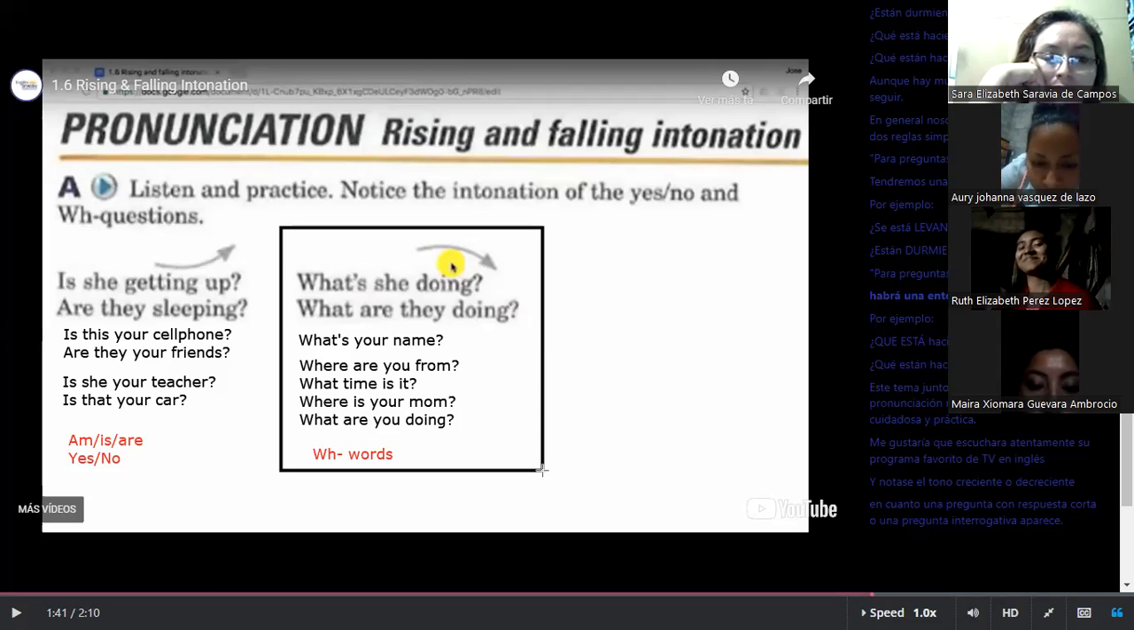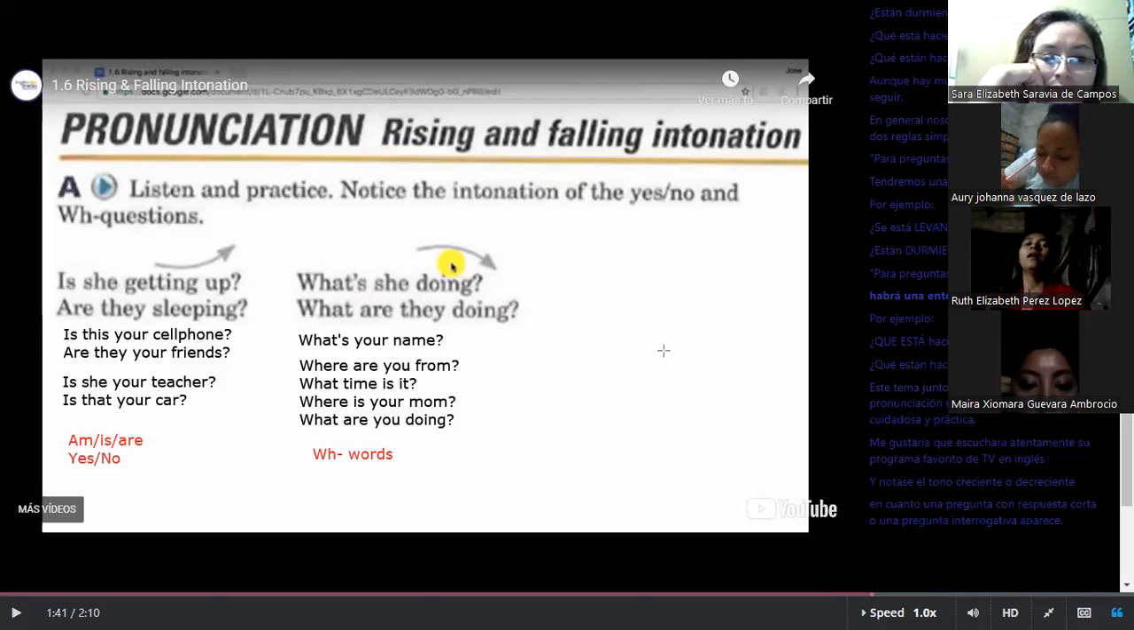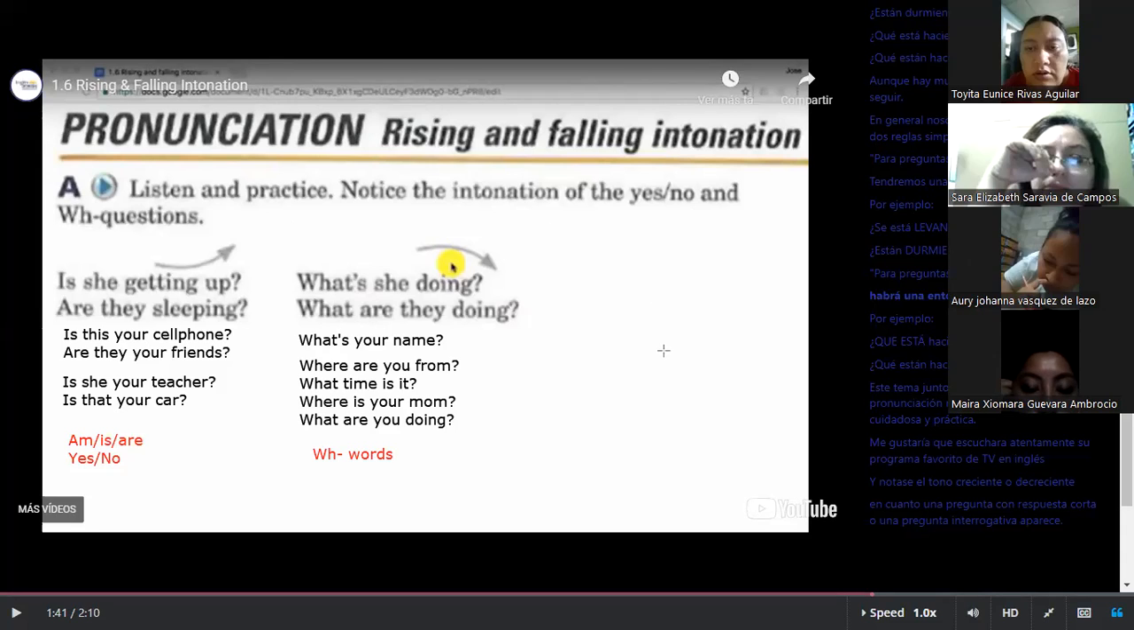Ruth Elizabeth. Practice with this group. Falling intonation. Go. What is she doing? What are you doing? What are they doing? What's your name? Where are you from? Where is your mom? What are you doing?